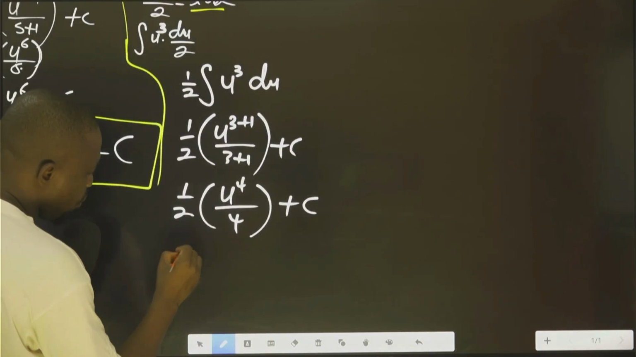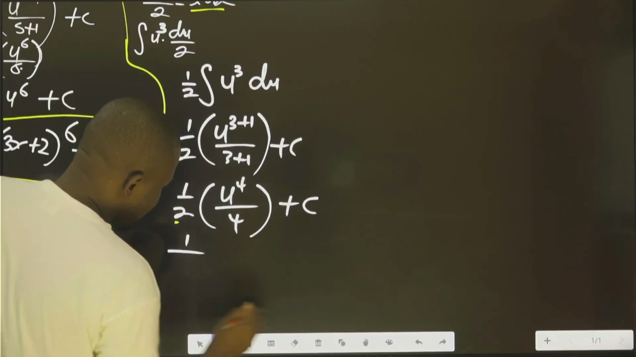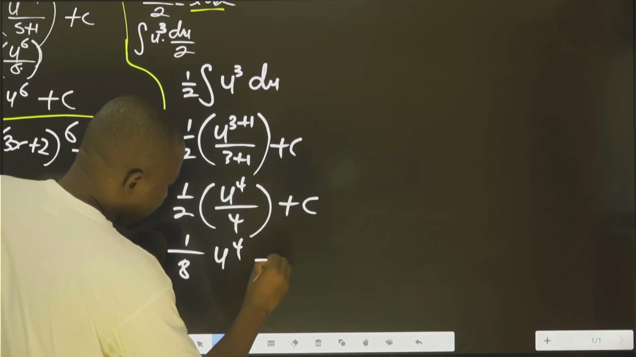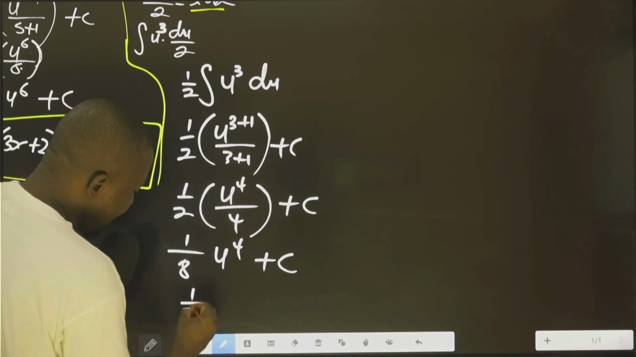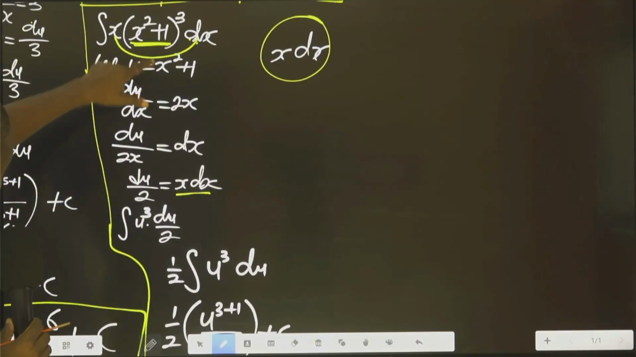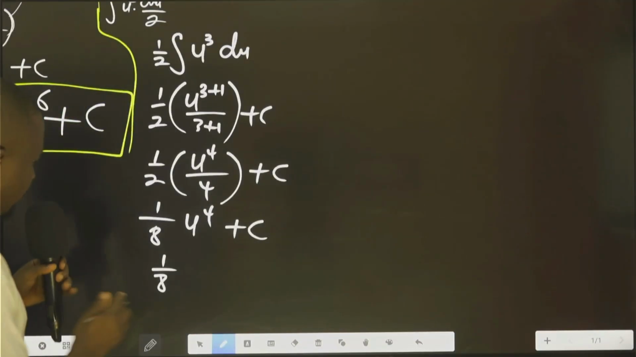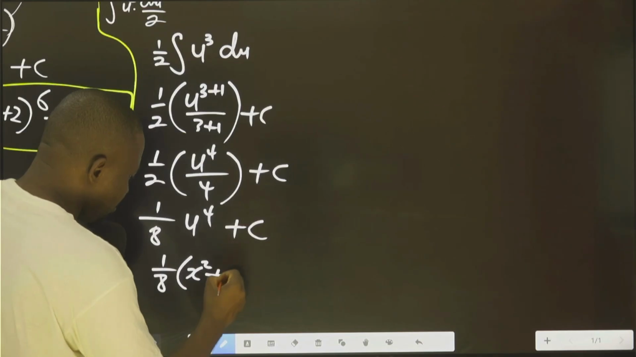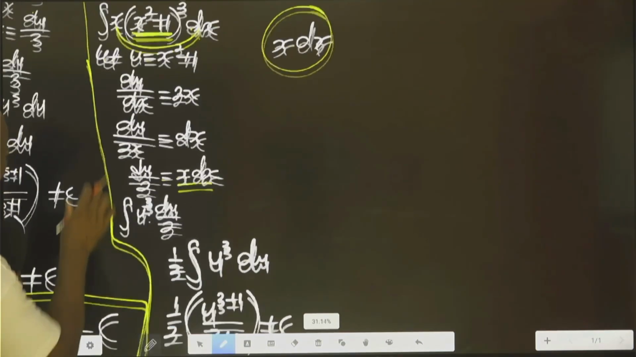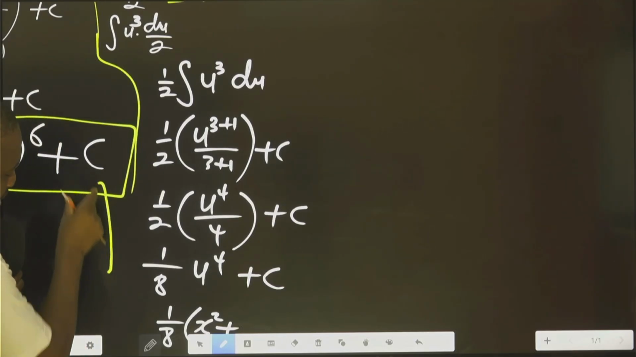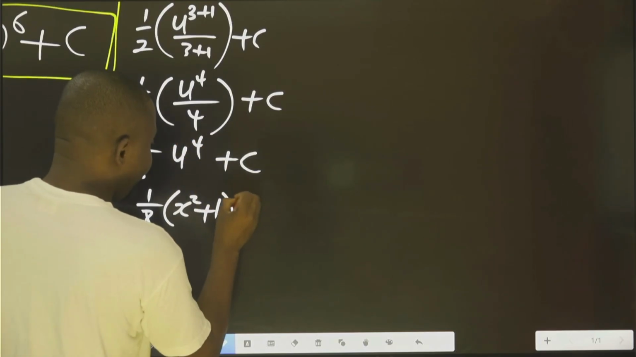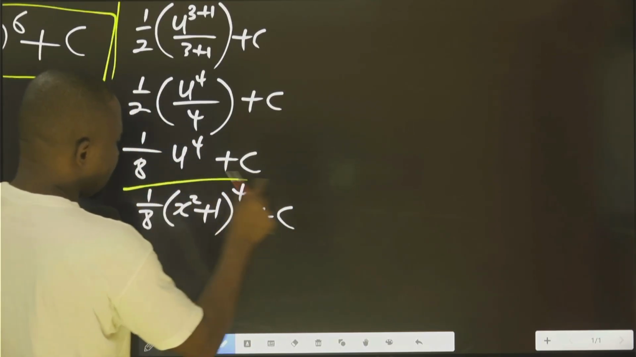That is 1 over this multiplied by this is what? 8. 1 over 8 u raised to power 4 plus c. What is u raised to power 4? In place of u now, we come back and put s squared plus 1. S squared plus 1, we still put the power 4 plus c. This is the answer.